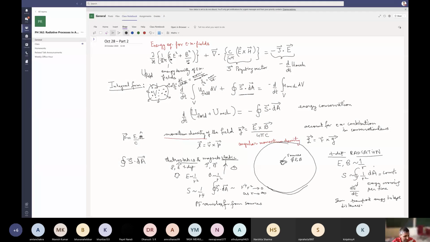Okay, that's why we can observe things so far away, because this is electromagnetic radiation produced by these charges.